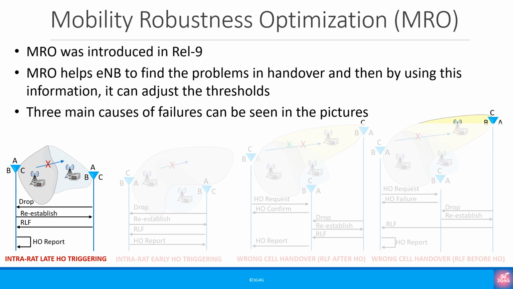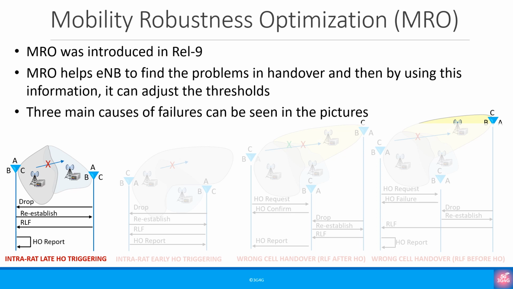The first is intra-RAT late handover triggering. Intra-RAT means within the same technology. In our case, this means from 4G to 4G handover. In intra-RAT, there can be two cases, intra-frequency and inter-frequency. These scenarios are applicable to both these cases.